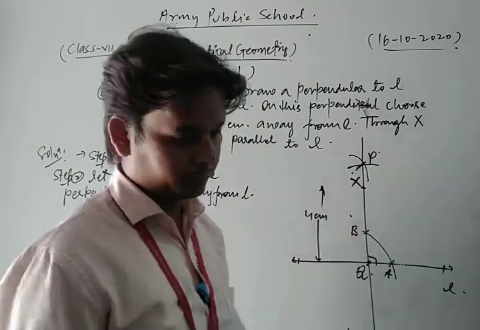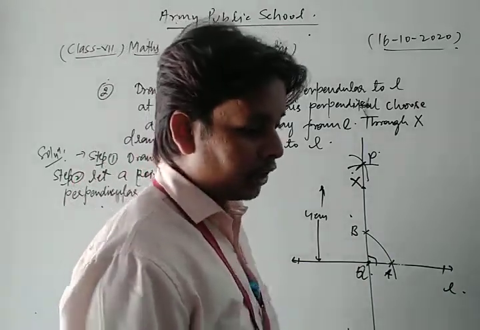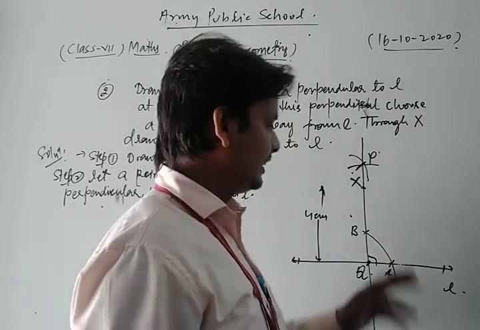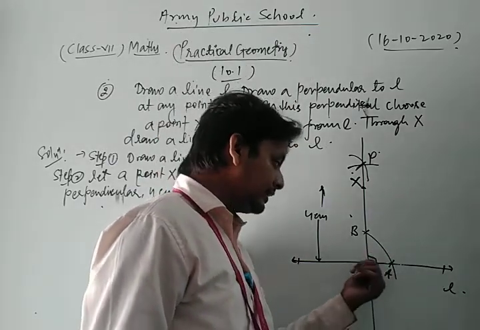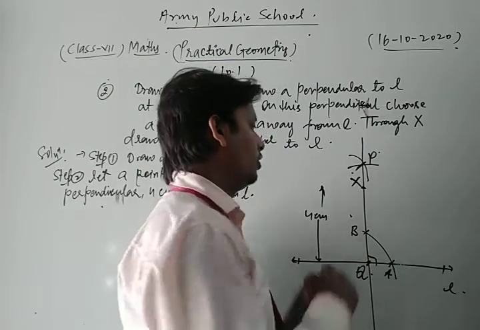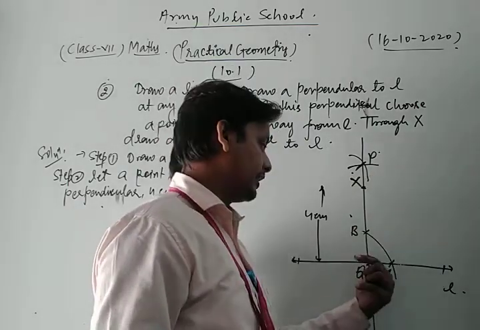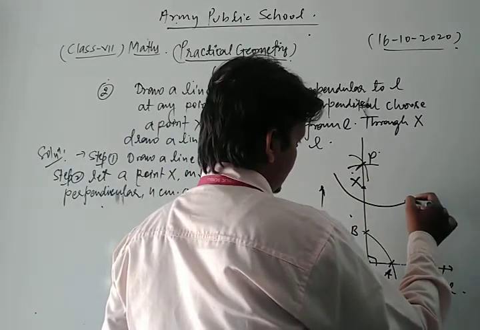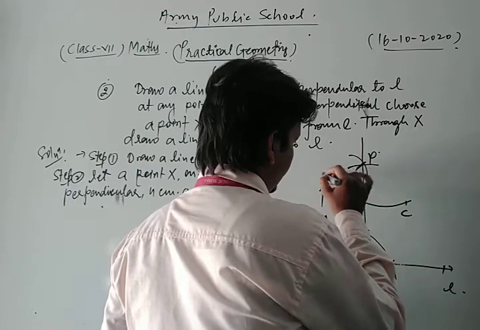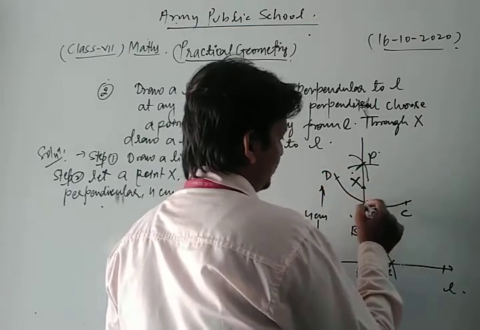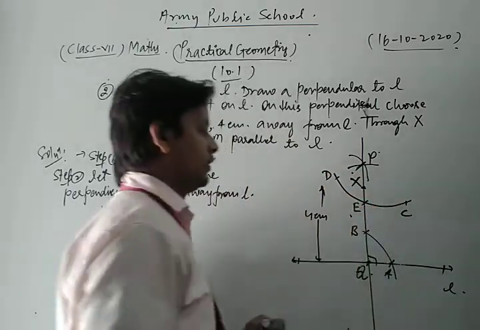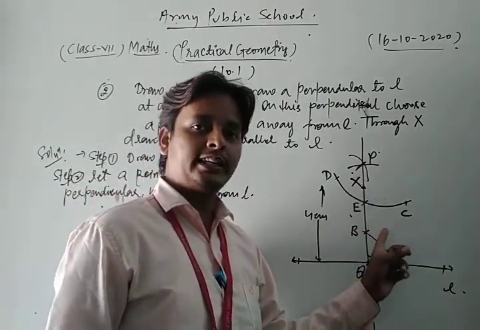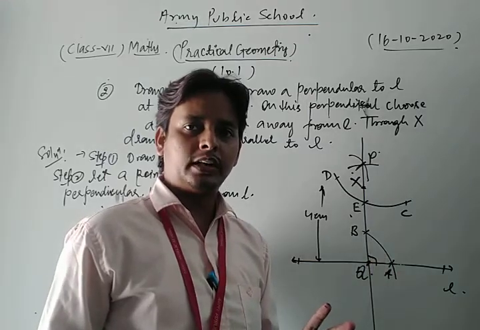Okay, dear students, now look. With X as center and the same radius which we took in that step, we cut an arc CD which intersects the perpendicular at point E, dear friends. This is the next step of that type of construction.